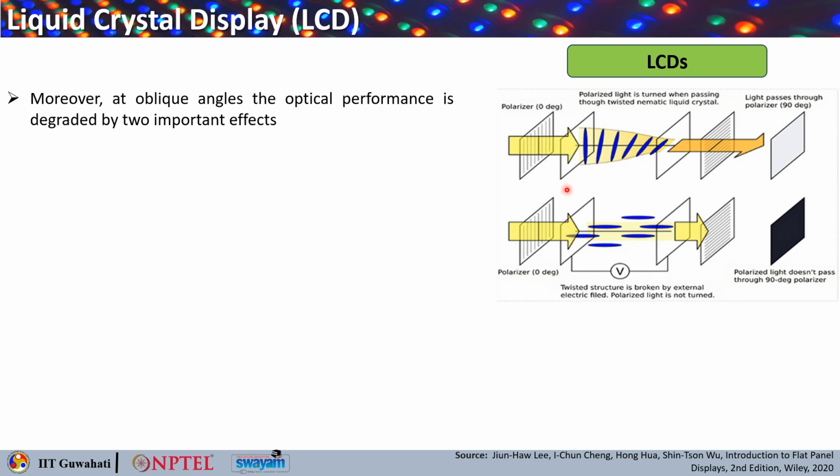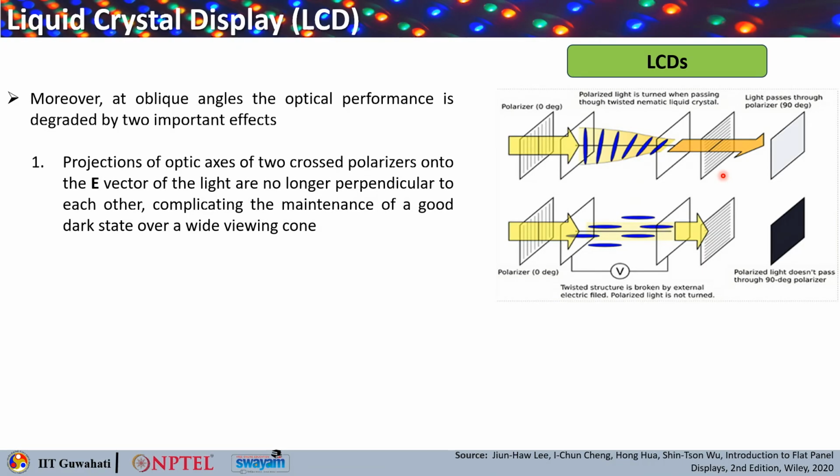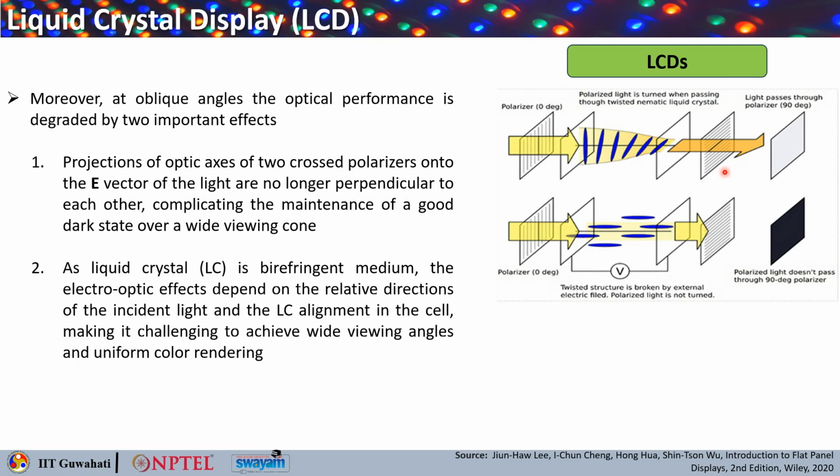the optical performance of an LCD may degrade because of two main factors. The first one is that the projections of the optic axes of the two cross polarizers onto the electric field vector of the light will no longer be perpendicular to each other. So that complicates the maintenance of a good dark state over a wide viewing cone. So the quality of your image will degrade.